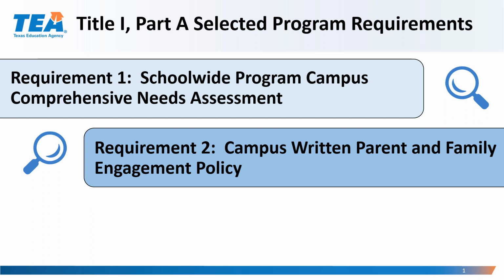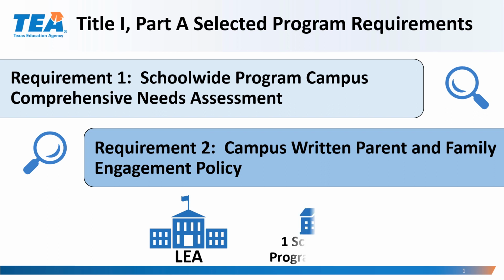Each LEA selected to participate in Part 2 of the Random Validation Process for the Title I Part A program was provided with the name of one school-wide program campus. The LEA will be responsible for submitting the documentation requested for only that one school-wide program campus for both of the requirements noted here. We will now take a look at each of the requirements in detail.